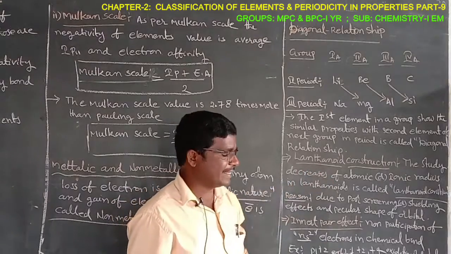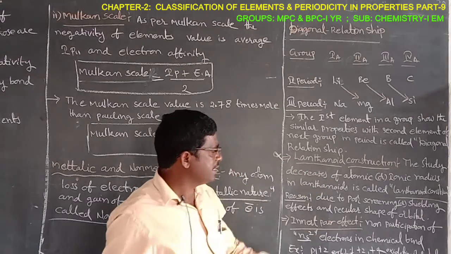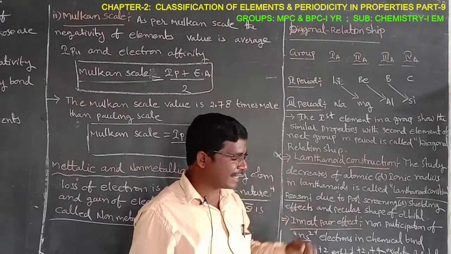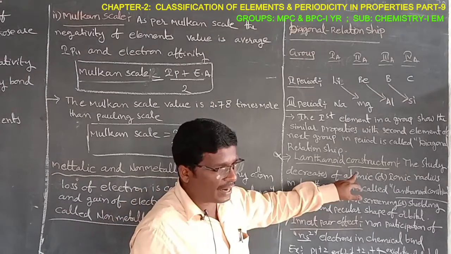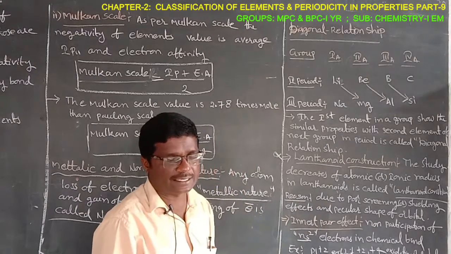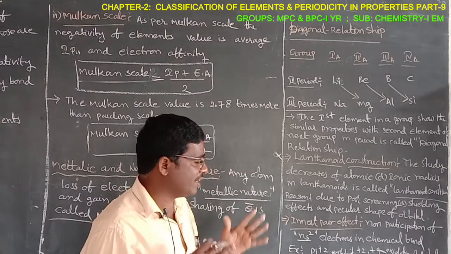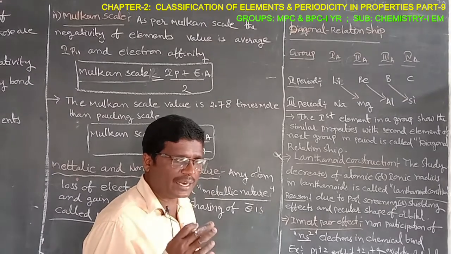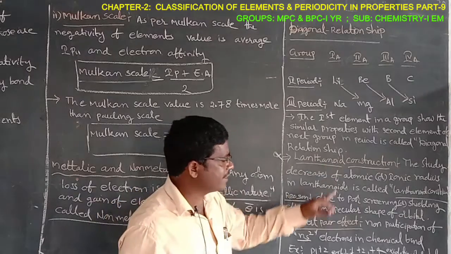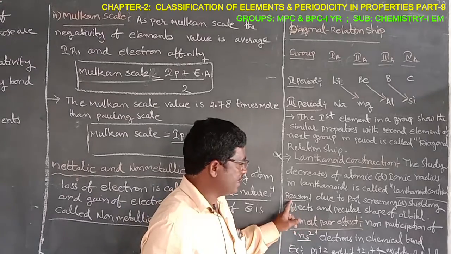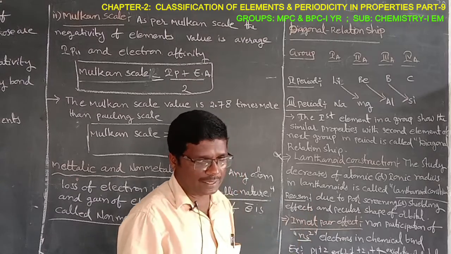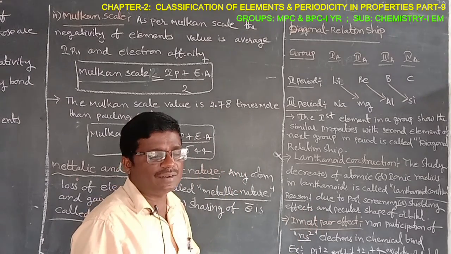Next one, lanthanide contraction, the last one. The study of decreasing atomic and ionic radius in lanthanides is called lanthanide contraction. The reason is the poor screening or shielding effect or the peculiar shape of the orbitals. That is also called the reason for lanthanide contraction.